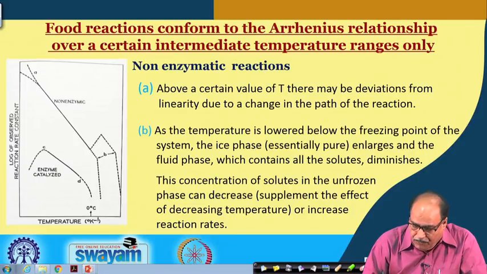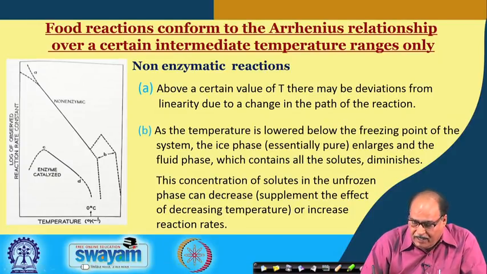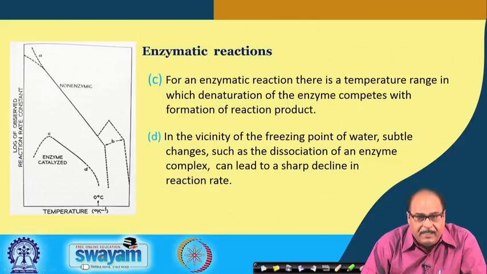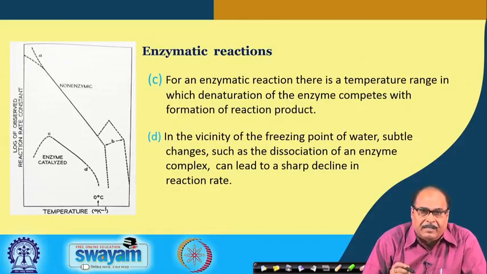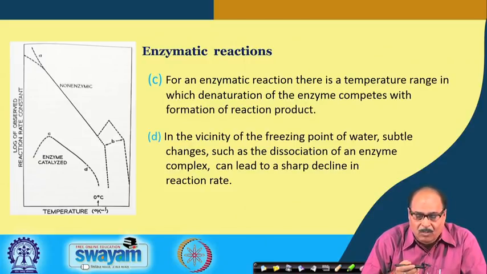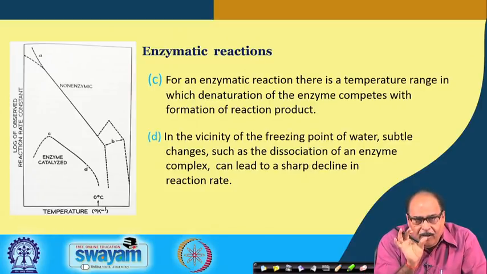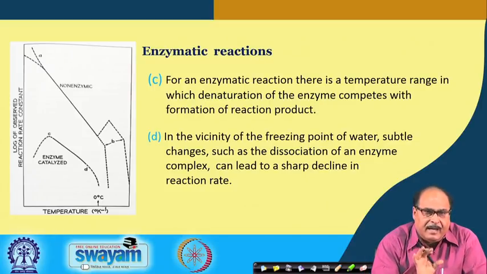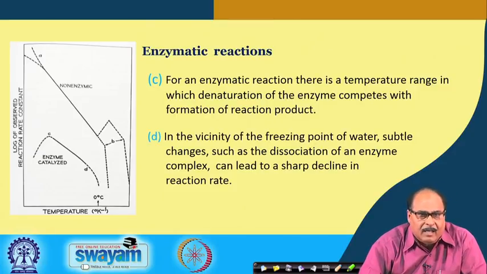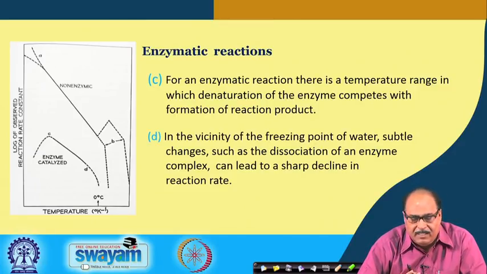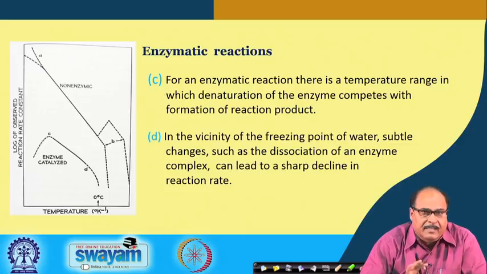Now, if we take the example of an enzymatic reaction, enzymes are generally proteins, and temperature has an influence on proteins. So, in the enzymatic reaction, every enzyme has some tolerance, that is, over a certain temperature range the enzymes are stable.